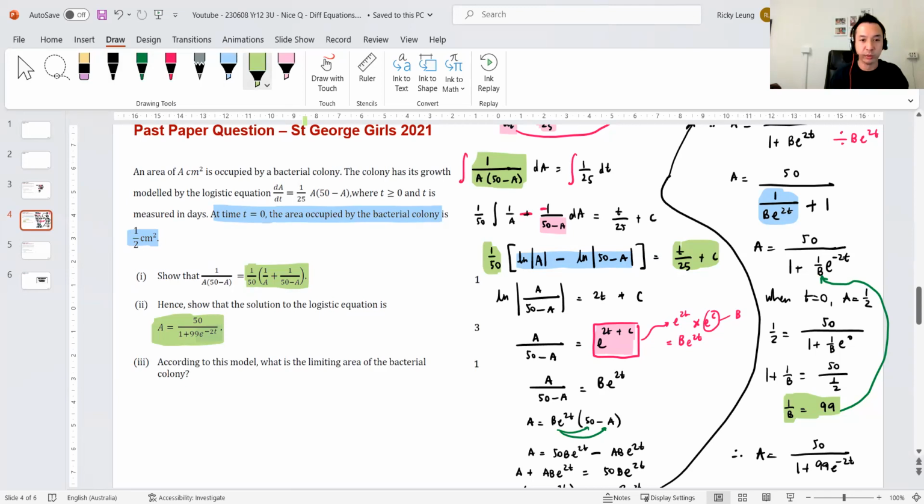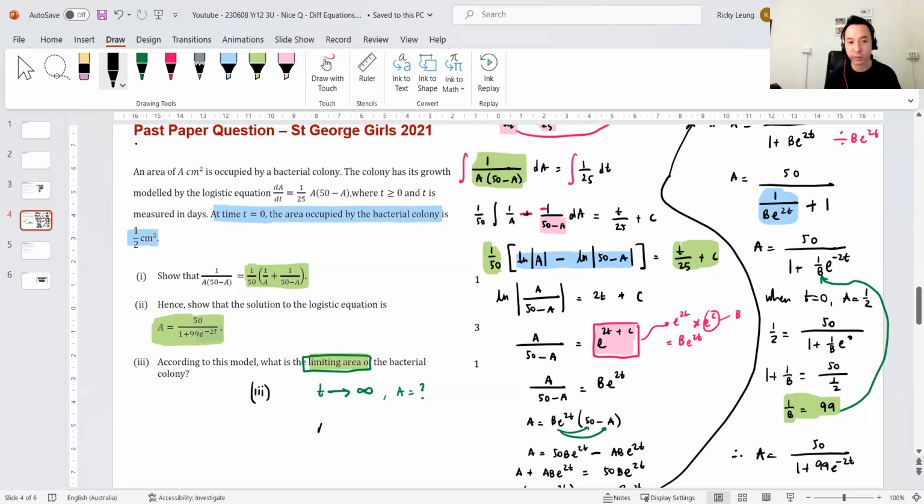Thereafter, the final part of this question is: according to this model, what is the limiting area? Limiting area, the word limiting always implies when t goes to infinity. So what is the A when t goes to infinity? Yeah, when time goes to infinity, limiting. And he wants you to find what A is. A equals question mark. So for part 3, maybe I'll do it here. When t goes to infinity, A is what?